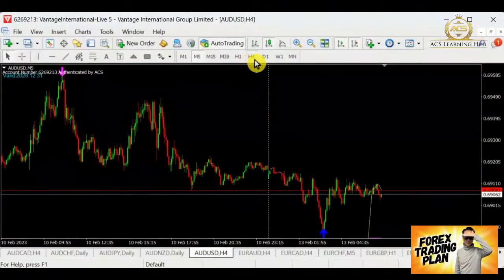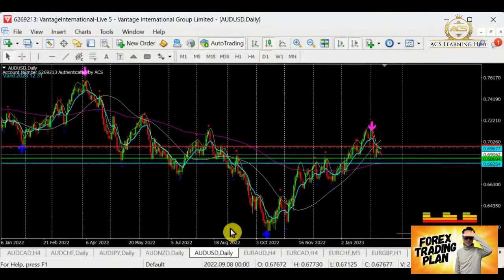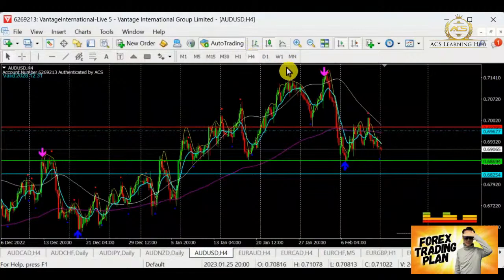Right, for Aussie dollar, let's take a look. It's the same thing: we have a bull running, and now transiting to bear. The bear seems to have already started for quite a while, and last week it already kicked in. So for Aussie dollar, we are now going to test the support down here.